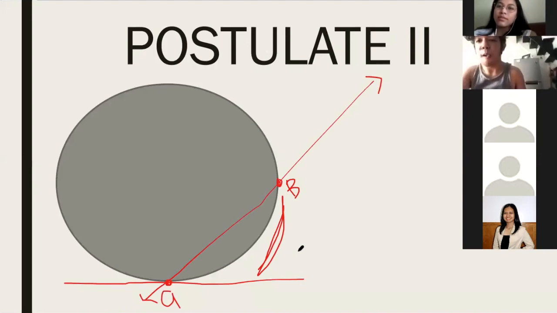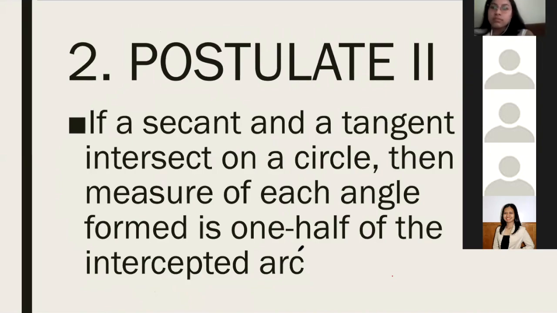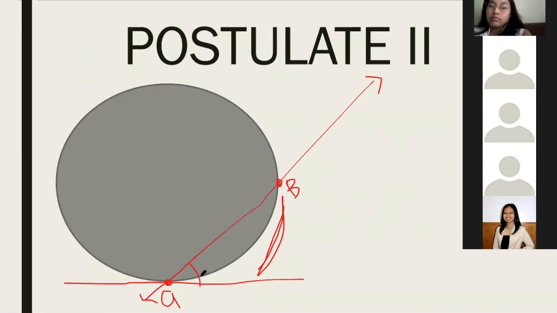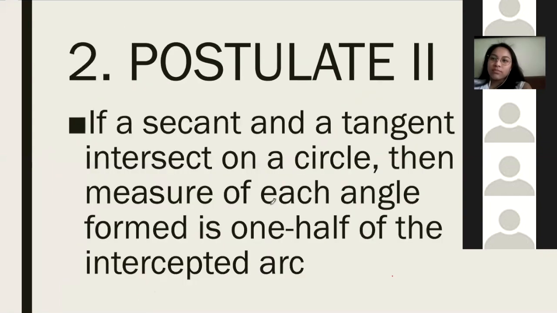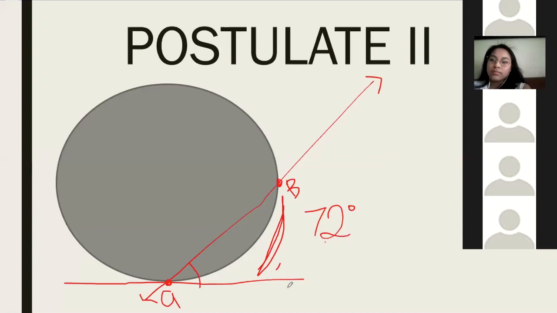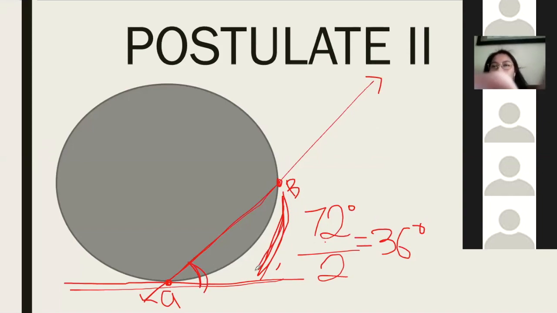So, basahin natin ulit yung postulate. If a secant and a tangent intersect on a circle, the measure of each angle formed is one half, or ibig sabihin, divided by 2. So, kung hanapin nyo yung angle A at yung arc mo dito ay 72 degrees, ano yung angle A? 36. Yes, 36. Tama. Kasi one half of the intercepted arc. So, i-divide mo lang yung arc by 2, which is 36. So, again, if one secant and one tangent form an angle, their angle is one half of their arc. Malinaw ba?